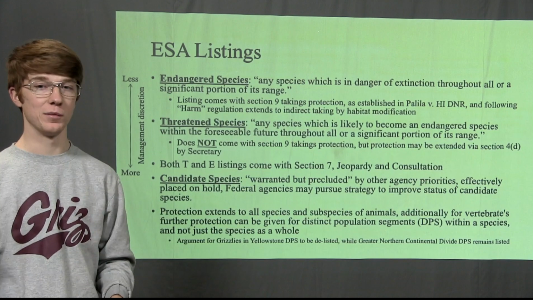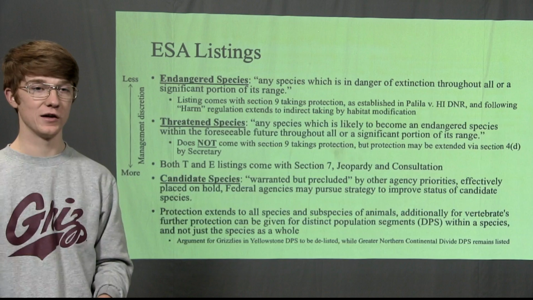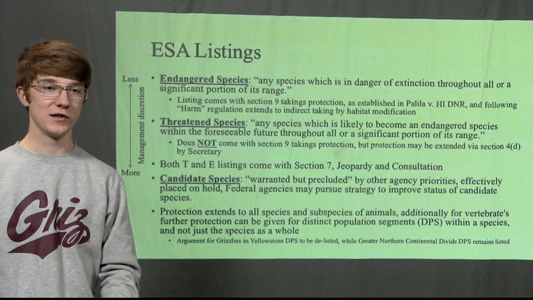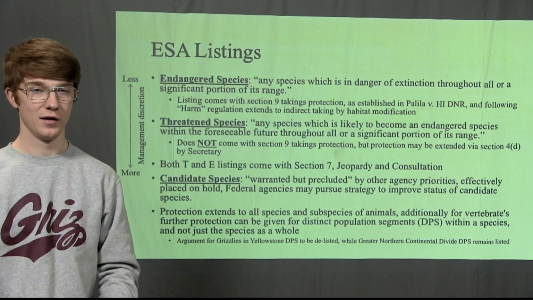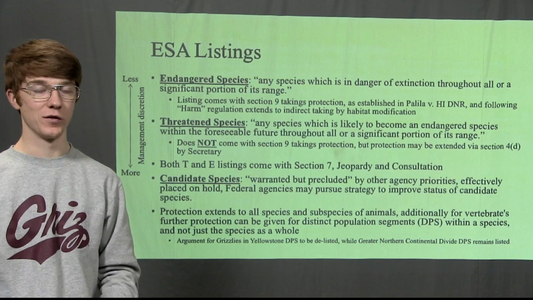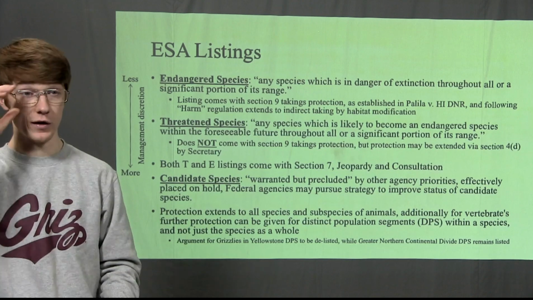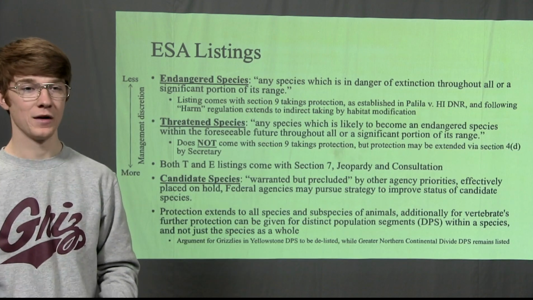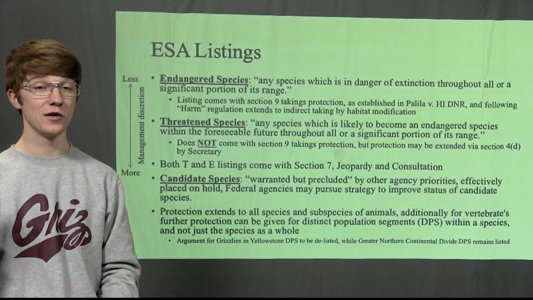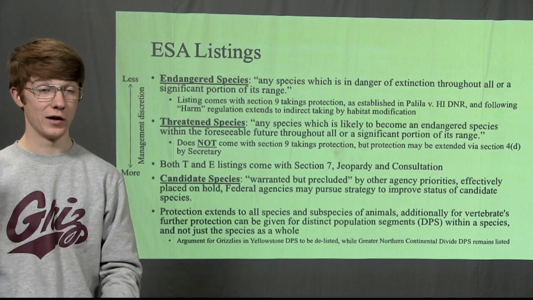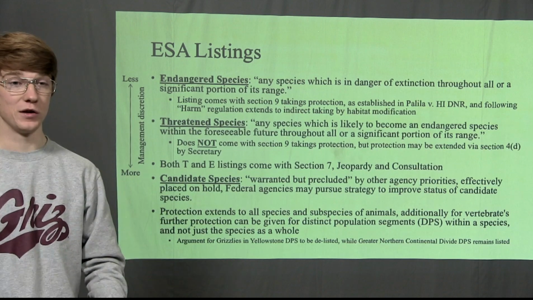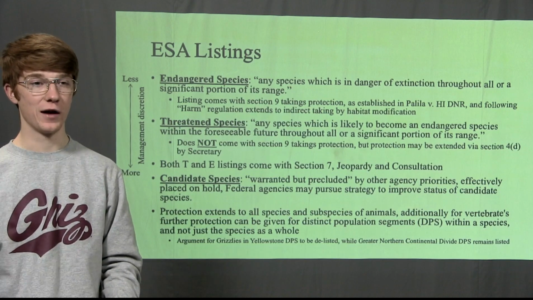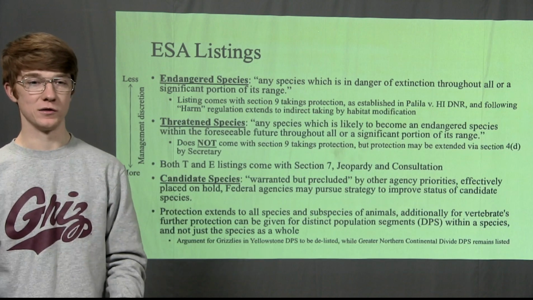And, as was established in the Palila versus Hawaii Department of Natural Resources case, which I'll come back to in a little bit, the extension of harm to include habitat modification, which would result in direct taking or killing of a species as well. So that's kind of an indirect taking, through that new definition of harm. So when you have a listed endangered species, there's definitely a lot less management discretion, because you have to be concerned about that Section 9 takings prohibition and that extension to the destruction of habitat for those endangered species as well.